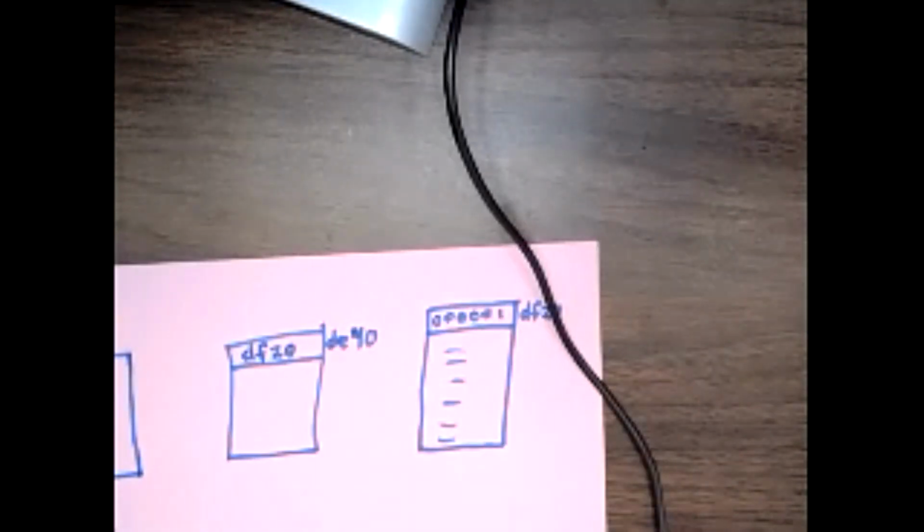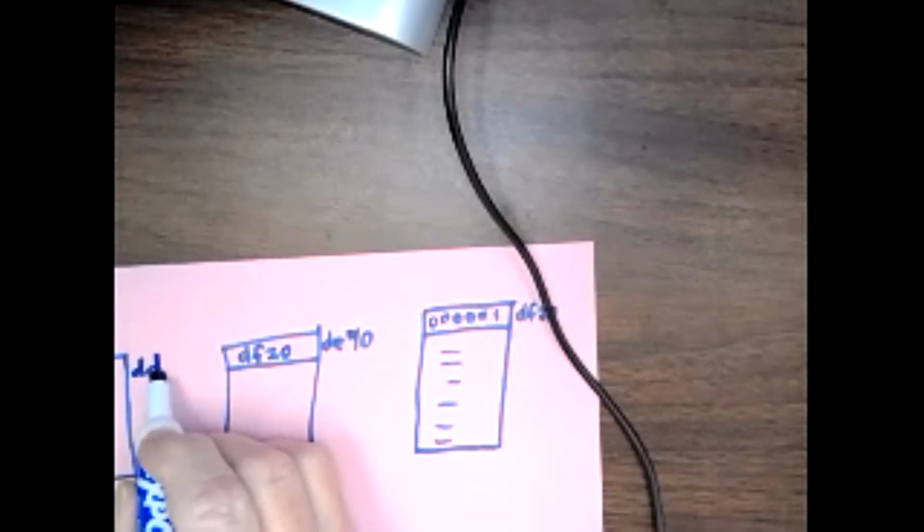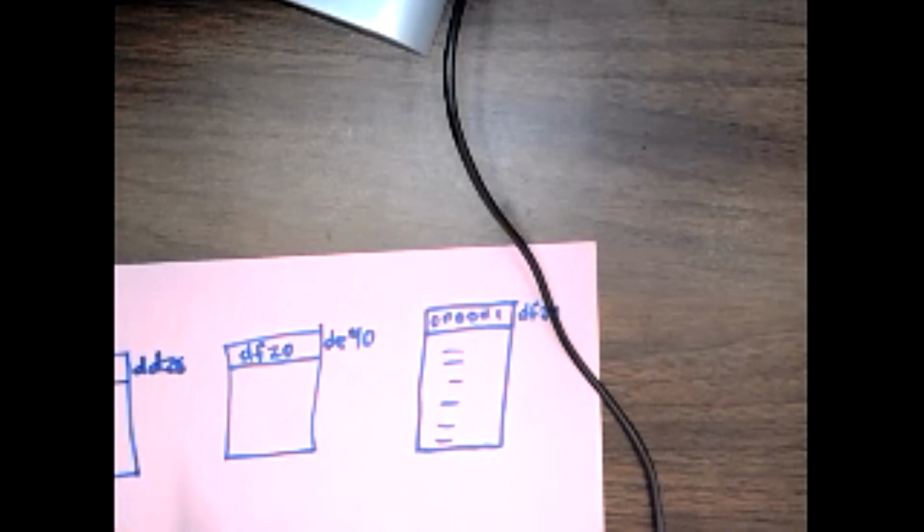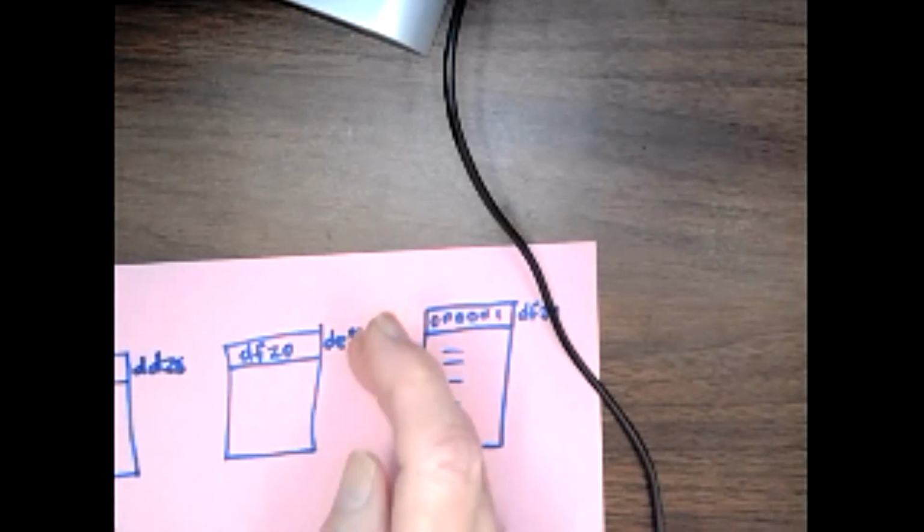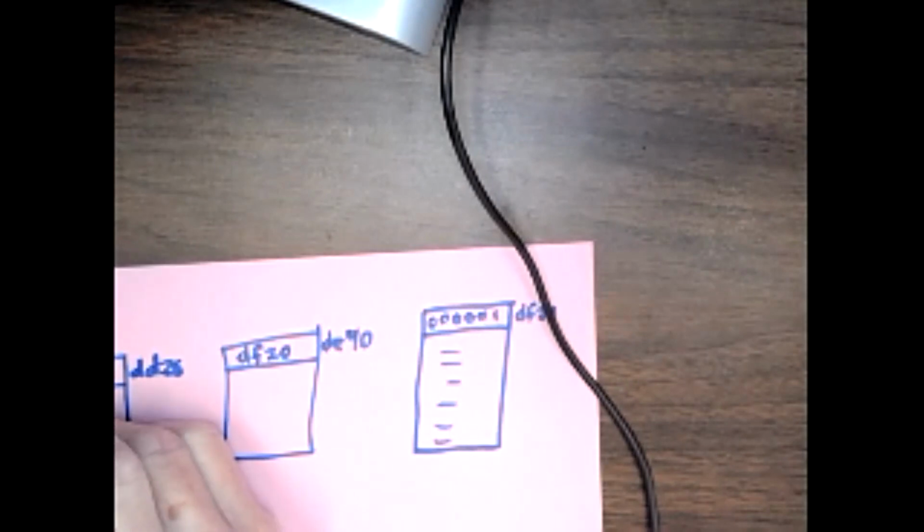Okay, gotta find DE40. Yeah, it's at DD20. And stored in DD20 is DE40. I'll show it to you live on the screen in just a moment. Okay, did I calculate it with GDB?